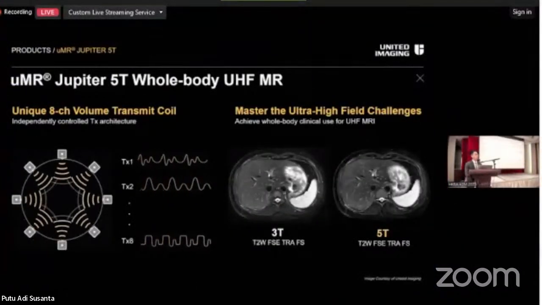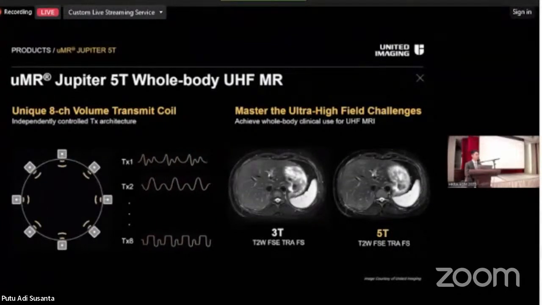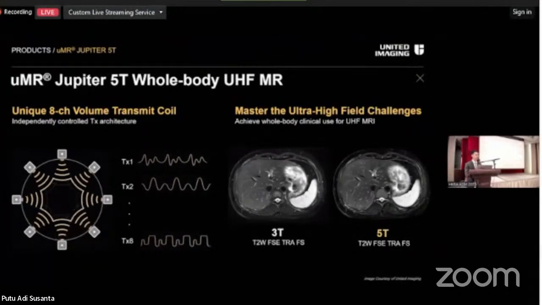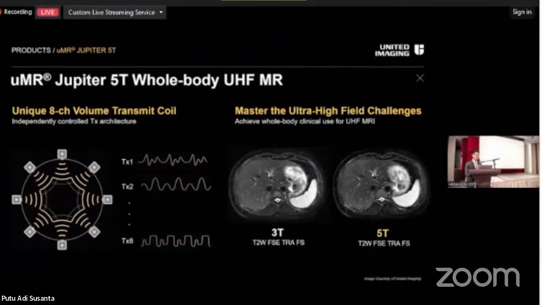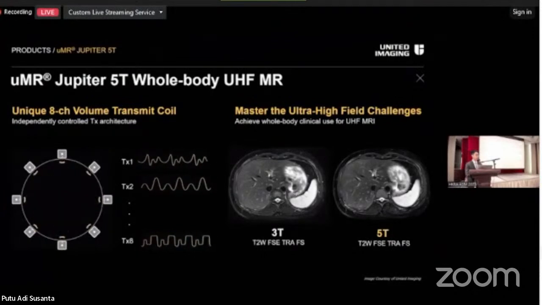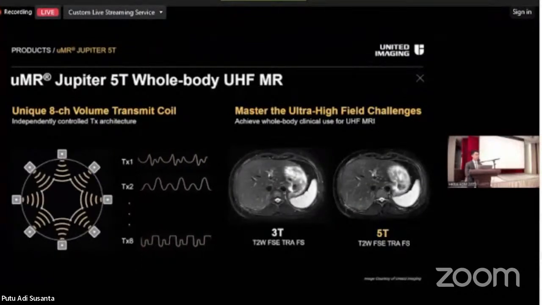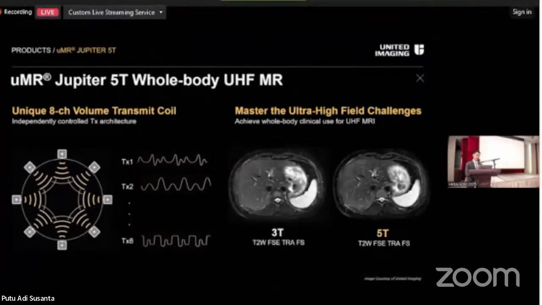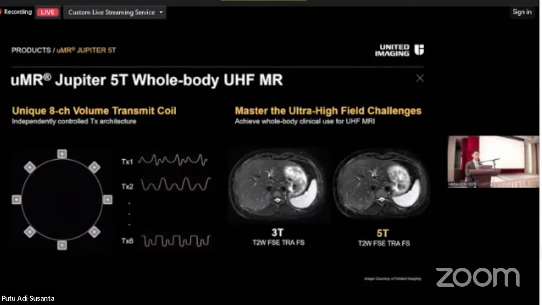So why can we generate homogeneous images on the 5 Tesla, even though we know that abdominal imaging can be challenging even at 3T? This is because we have a unique 8-channel volume transmit coil enabled by our 8 independent RF power amplifiers. These amplifiers allow us to play independently driven RF waveforms in each of these channels, and we can use this hardware configuration to achieve homogeneous excitation of our body. If we look at the 3T and 5T image comparisons to the right, we can see that homogeneity is really not an issue for abdominal imaging at 5T.